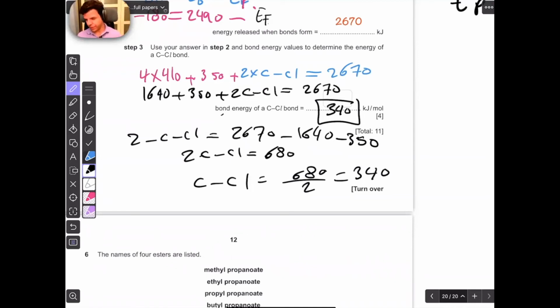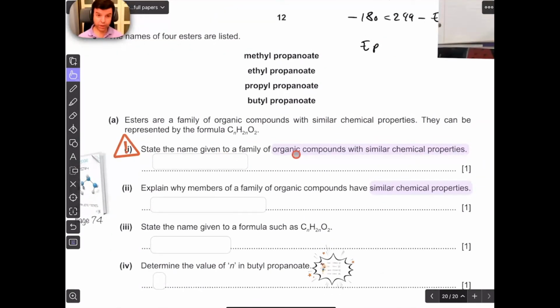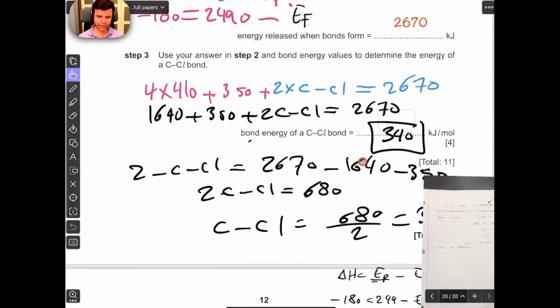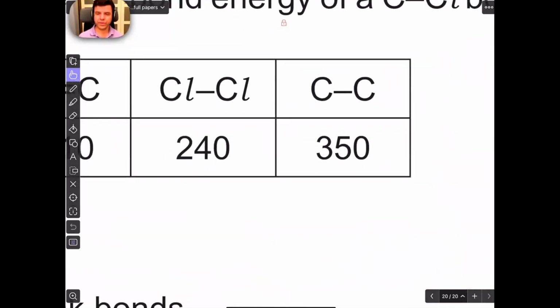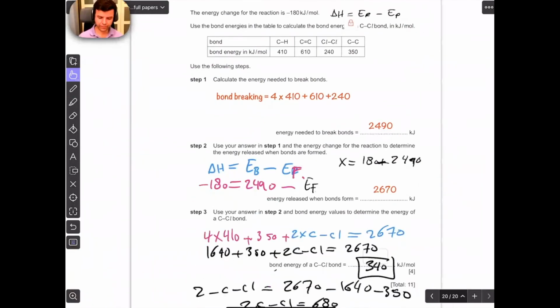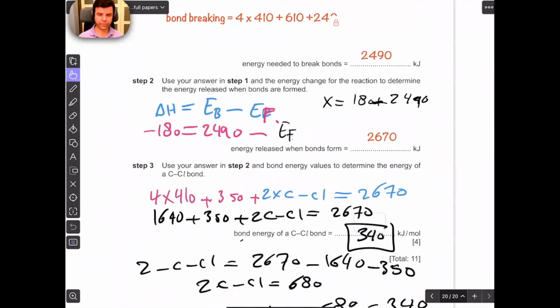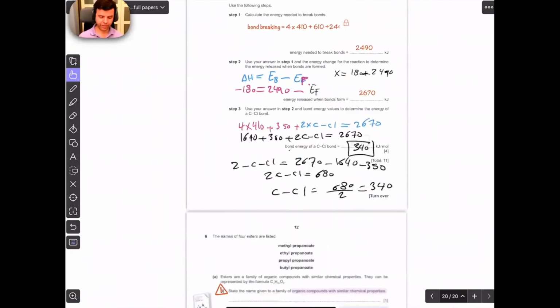All right. So question about esters here. They said, state the name given to a family of organic compounds. They did include the CC bond here. It was included. There you go. 350, right? No, sir, I meant in the answer itself, like when they made negative 1640, that's only the CH. It didn't include the CC. Oh, yeah. That's what I got.